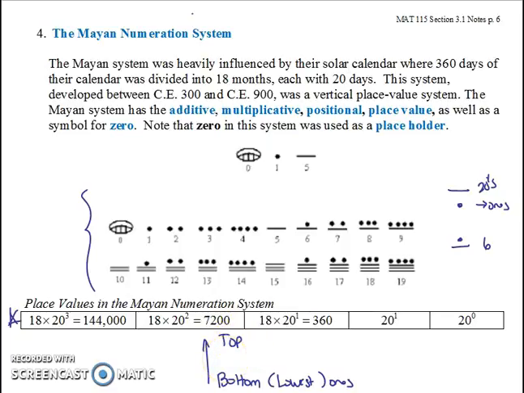And then from this, the bottom would be the 1s, because 20 to the 0 power is 1. Then they're the 20 spot. And this is really kind of weird. They go 18 times 20, which is 360. That's how many days they would consider to be in a year. And then instead of saying 20 cubed, it's 18 times 20 squared, which is 7,200. So it was a little different than the Babylonian system, in that the way they made their place values was not the same. It was kind of based on powers of 20.